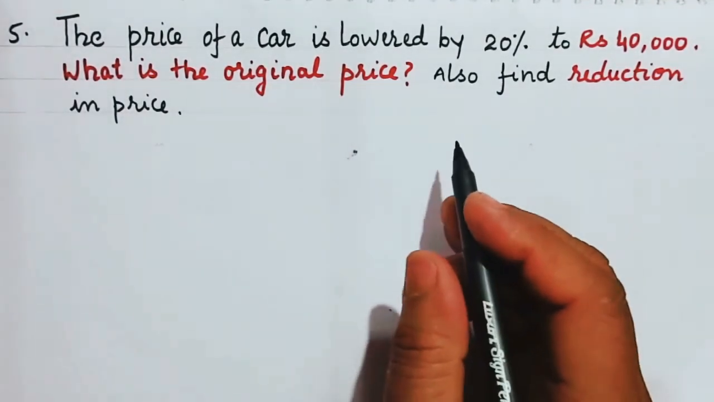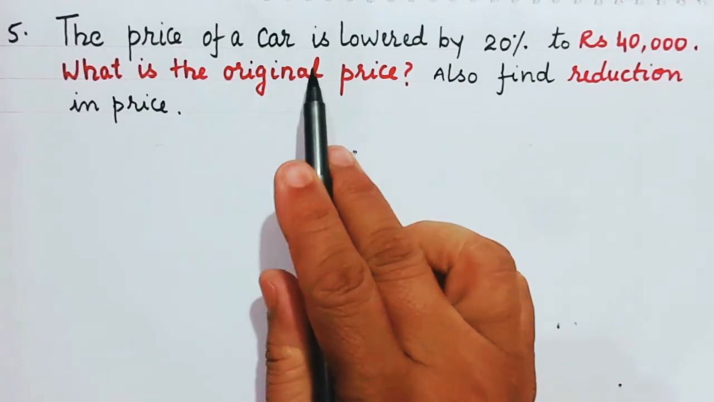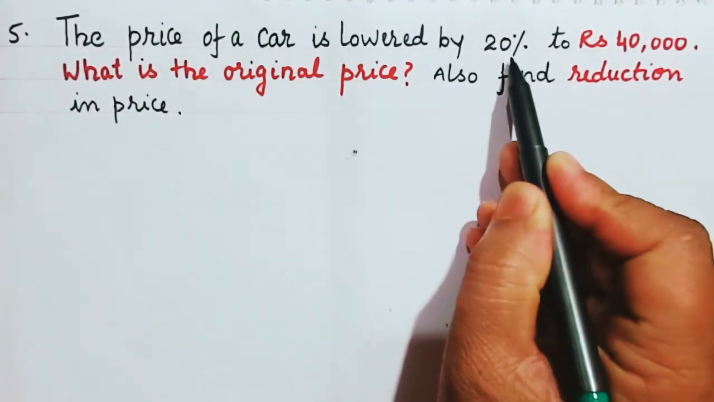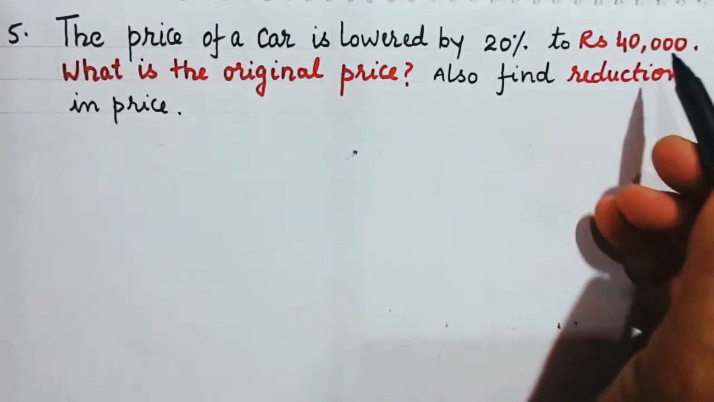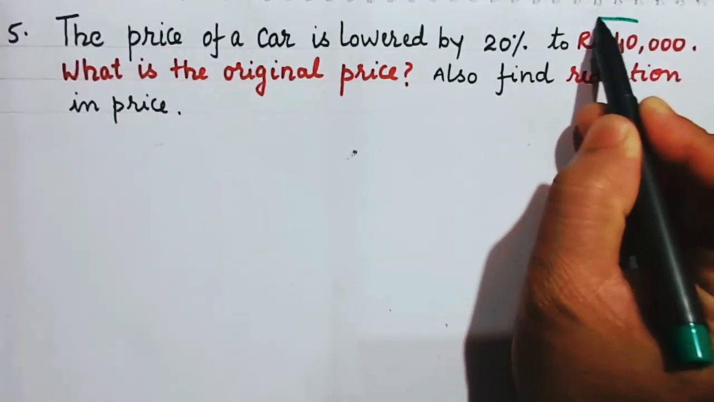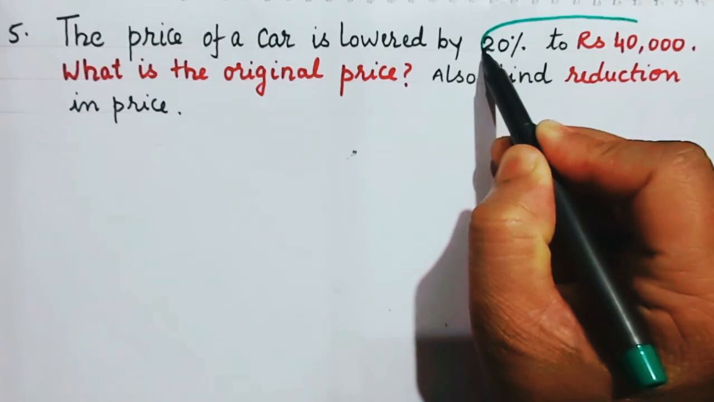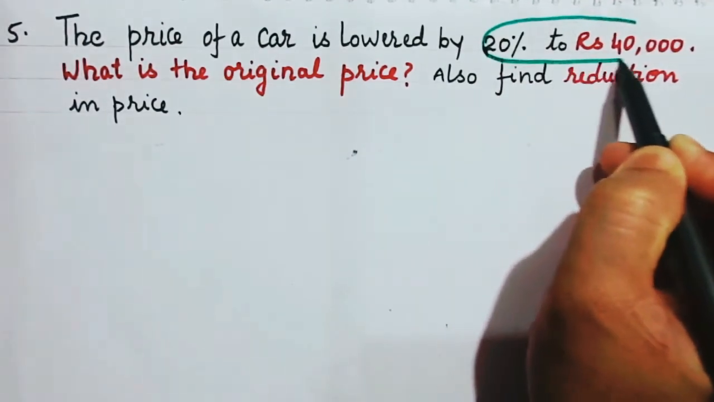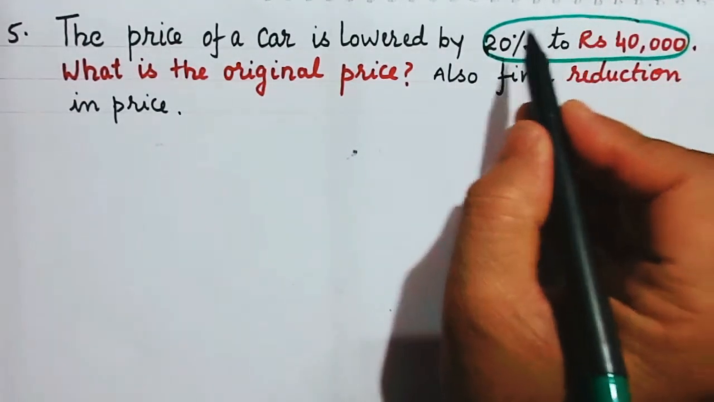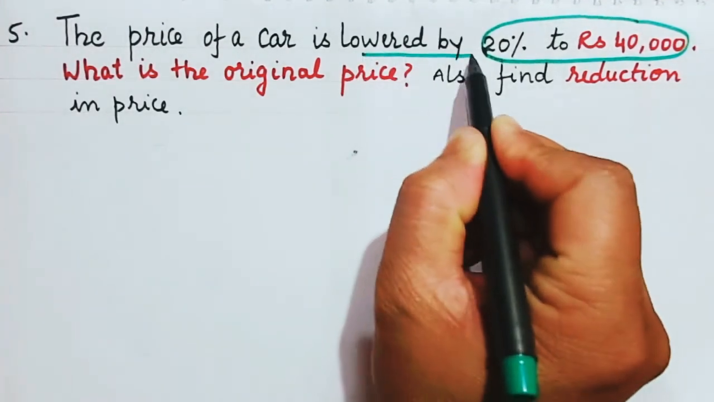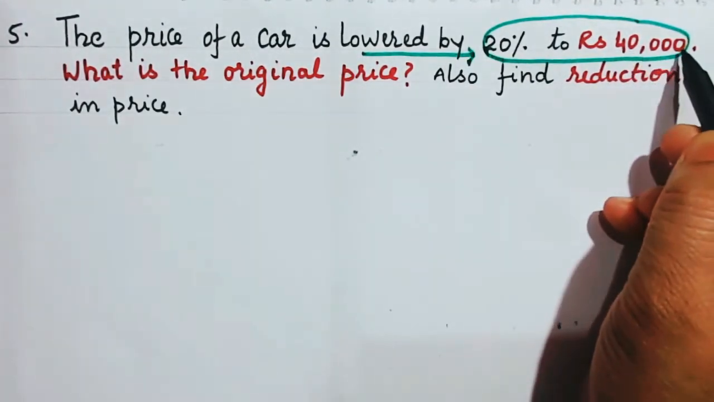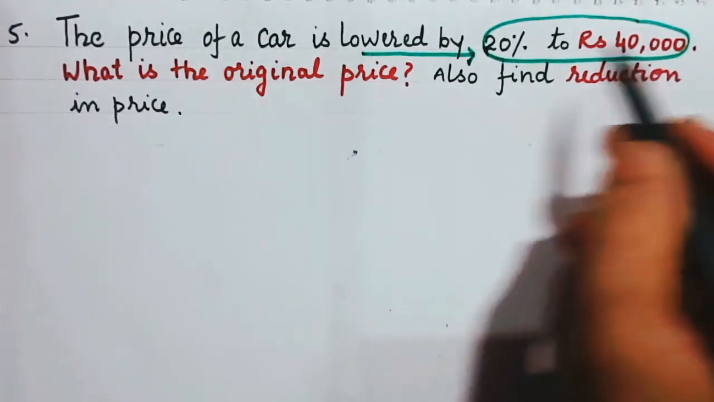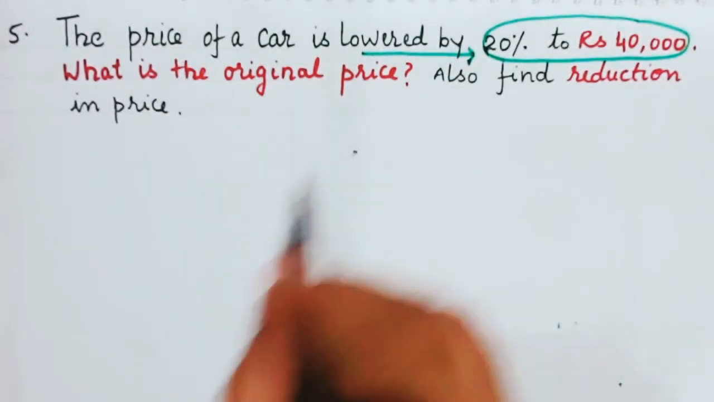So here we have the price of a car is lowered by 20% to rupees 40,000. Try to understand this. Lowered by 20%. So when you are lowering by 20%, its price becomes 40,000. What is the original price of the car?